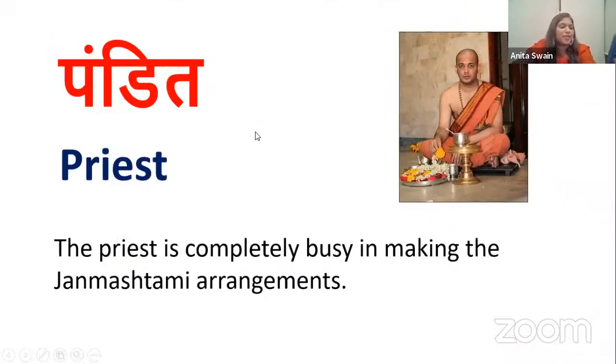Yes, my dear friend, priest. So priest is all about the Panditji. The priest is completely busy in making the Janmashtami arrangements. As you know that is again very true, that priests, they worship, they do this puja, which we say worship, and they are very important for our Hindu rituals.